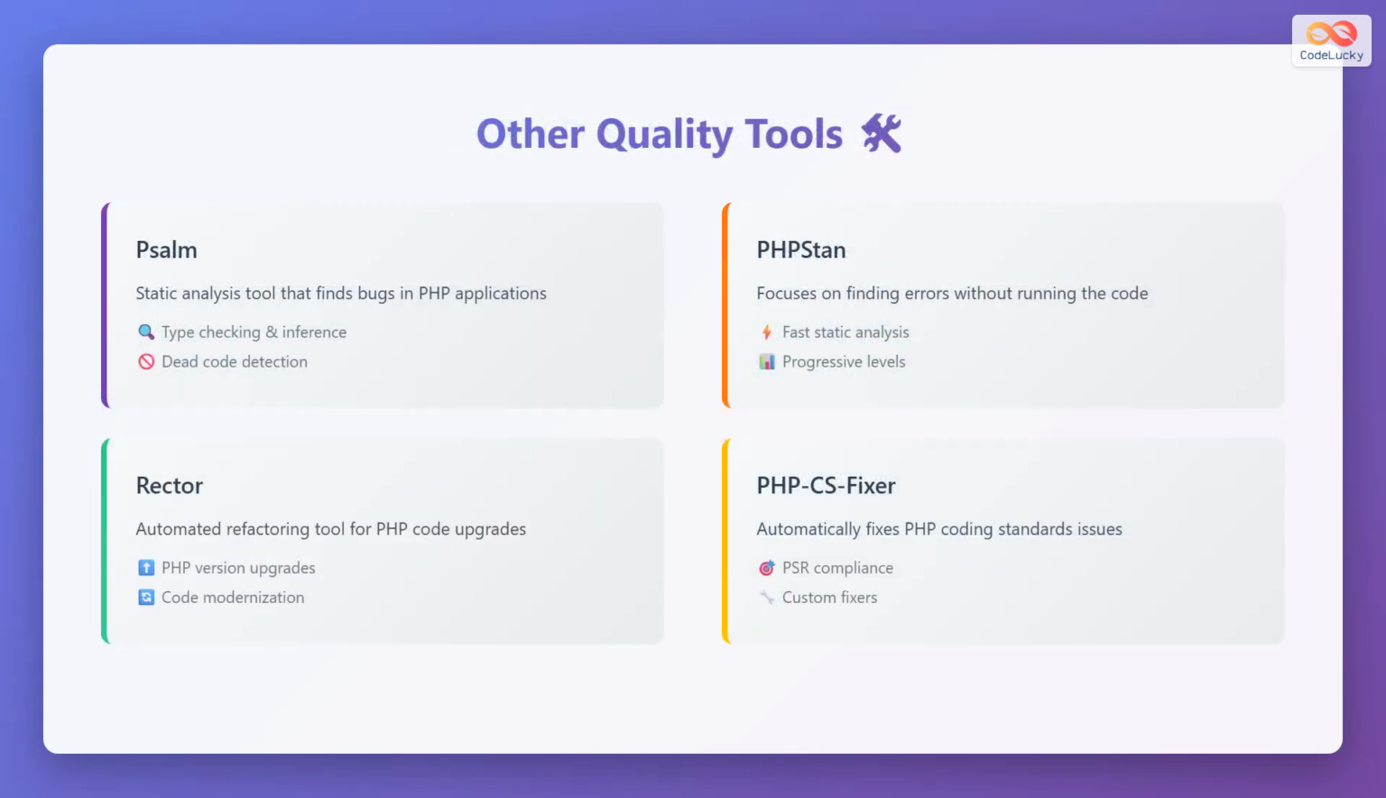Besides PHP Code Sniffer and PHPMD, there are other quality tools available. Psalm is a static analysis tool that finds bugs in PHP applications, offering type checking, type inference, and dead code detection. Rector is an automated refactoring tool for PHP code upgrades, focusing on PHP version upgrades and code modernization. PHPStan focuses on finding errors without running the code, offering fast static analysis and progressive analysis levels. PHP-CS-Fixer automatically fixes PHP coding standards issues and also ensures PSR compliance.